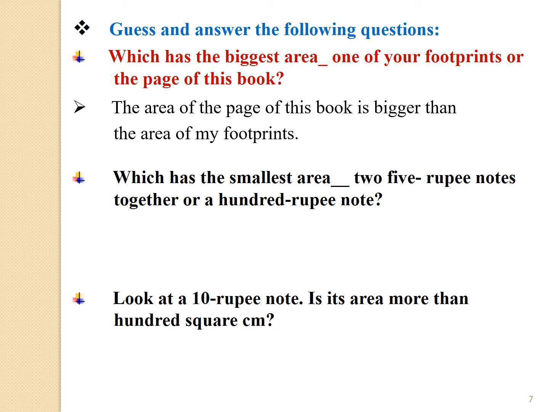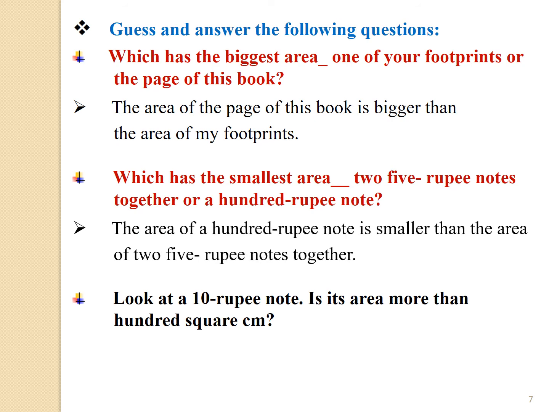Now, question number 2. Which has the smaller area? Two 5 rupee notes together or a 100 rupee note? The area of the 100 rupee note is smaller or less than the area of two 5 rupee notes together.